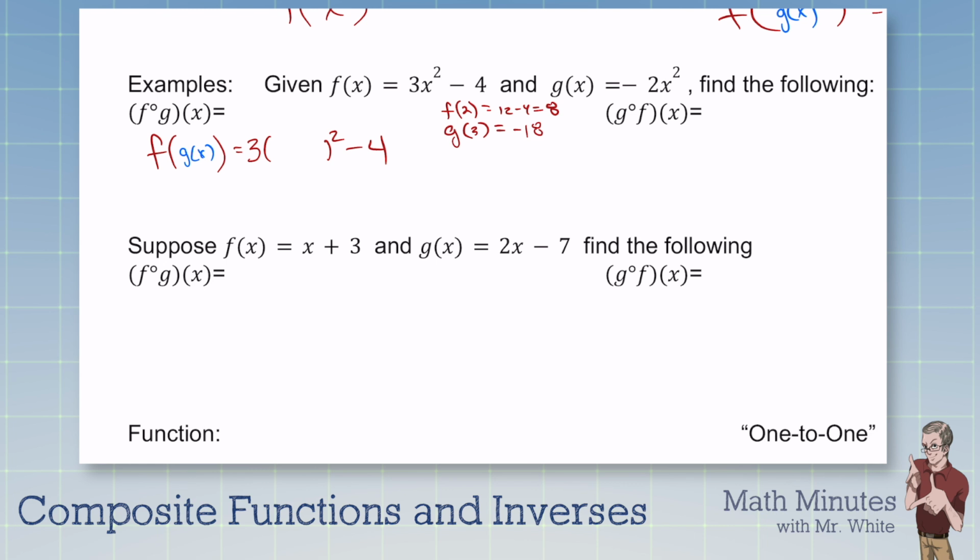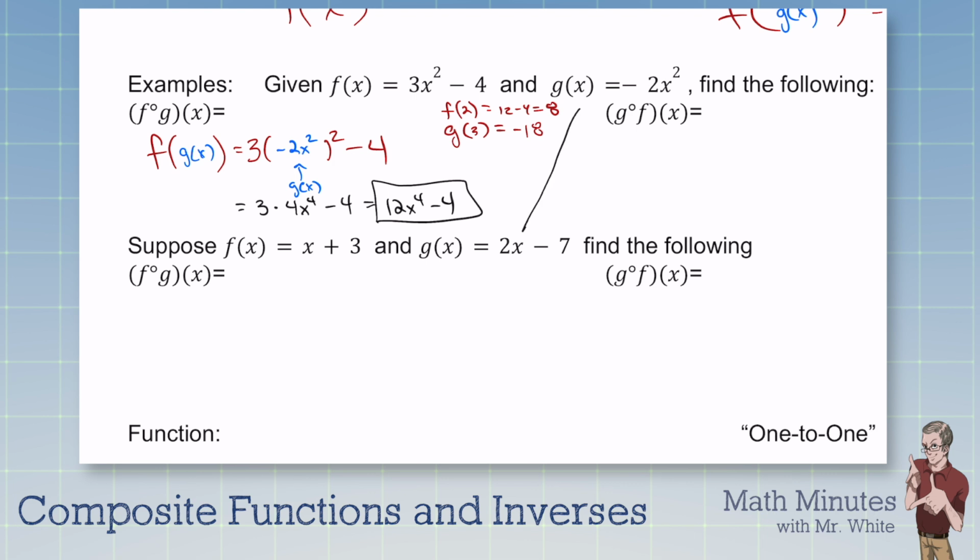Now inside here, we're going to put g of x. We're going to put the entire function in there. So we'll put negative 2x squared in there. And then we're just going to simplify this out. So this is 3 times 4x to the 4th minus 4. So that's 12x to the 4th minus 4. And that would be our composition of two functions. This is called composing a new function from two existing functions.